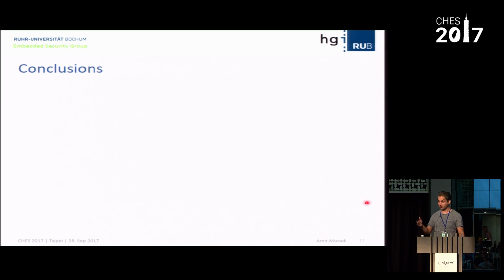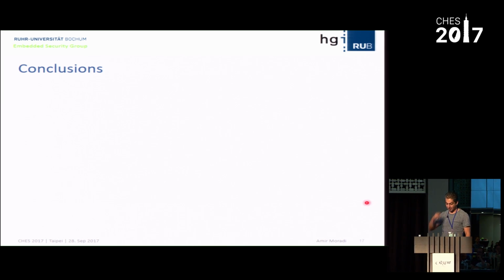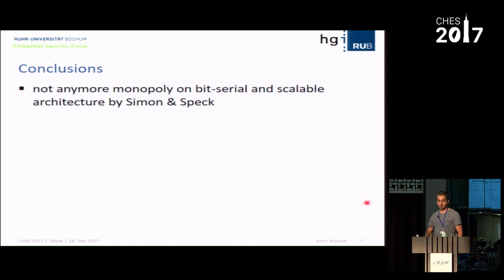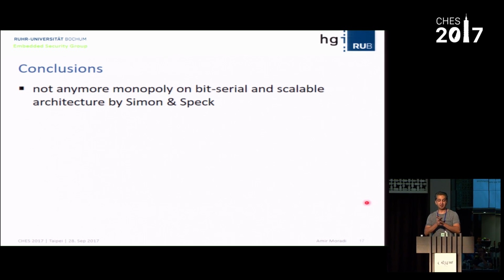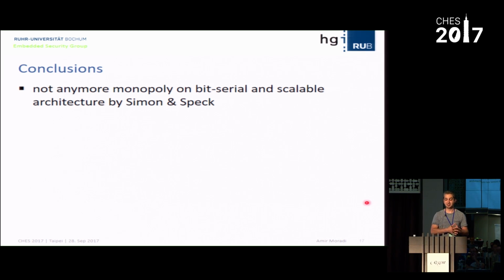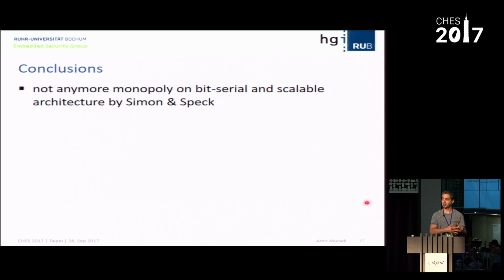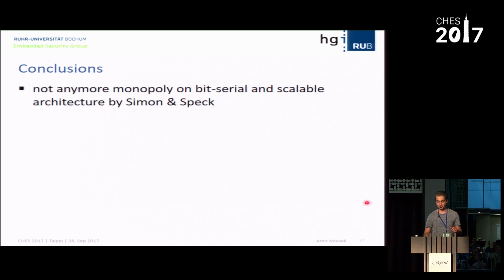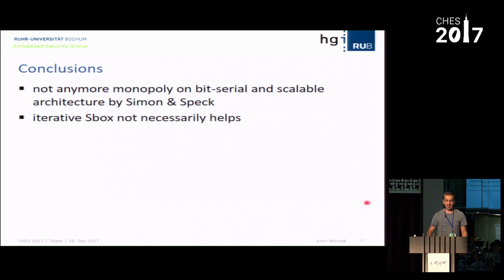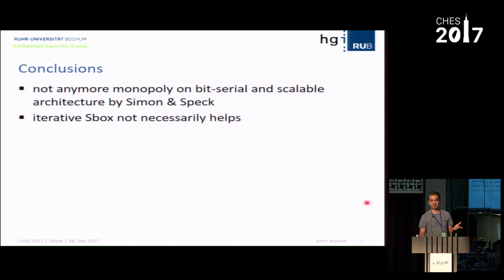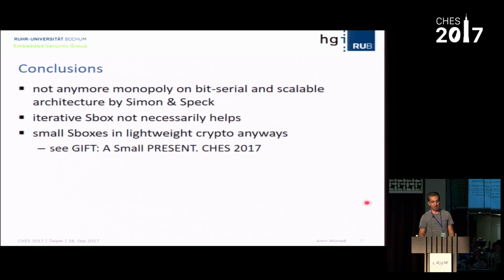If I want to conclude what we have done, first of all, we can say that the bit serial and also scalable architecture is not anymore a monopoly of Simon and Speck. We can implement the other ciphers. Of course, sometimes it's ad hoc, particularly for the diffusion layer. And iterative S-boxes not necessarily help unless it's completely iterative without any exception.